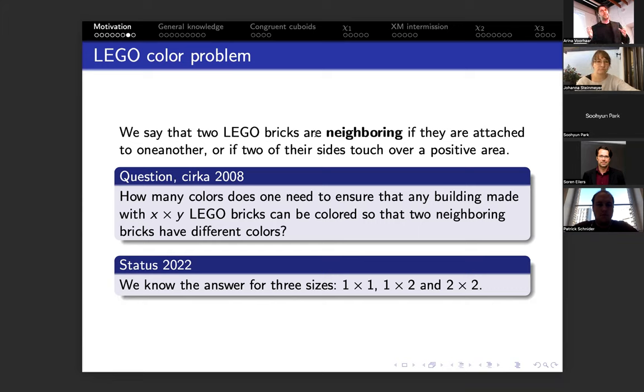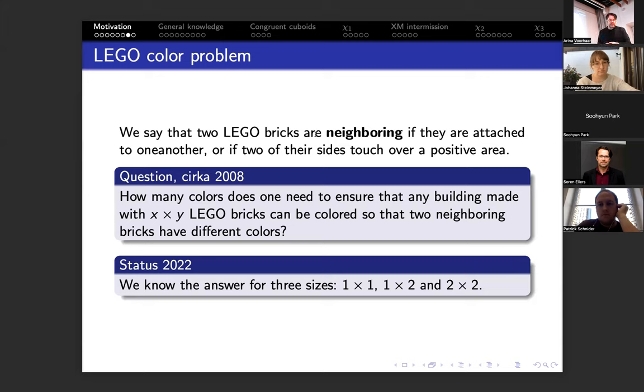What I mean by neighboring is that they touch over a positive area. So one is attached to the other, or they could be next to each other, but they have to have a positive area in common. If they just meet at a corner, or if they just meet at a line, that doesn't count. Of course, that's a convention. You could change that, then you would have a slightly different problem. So this is the convention that I'm using.